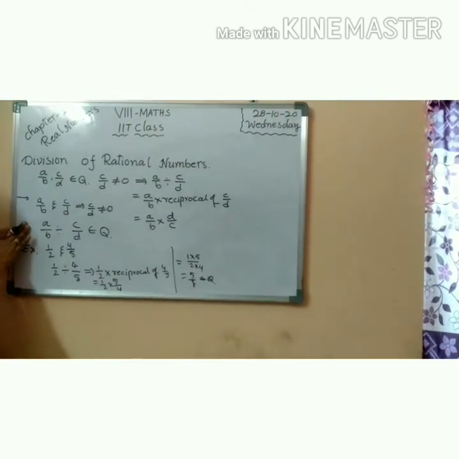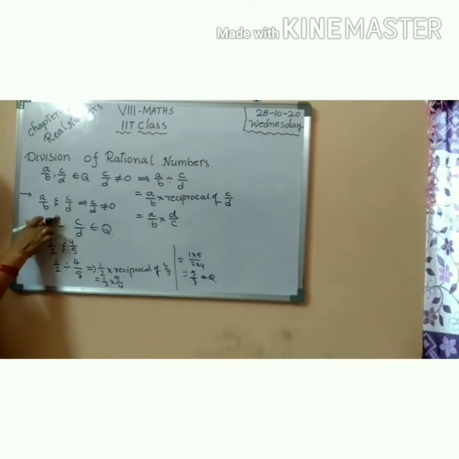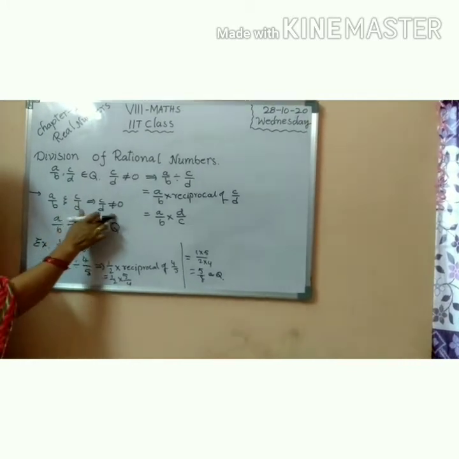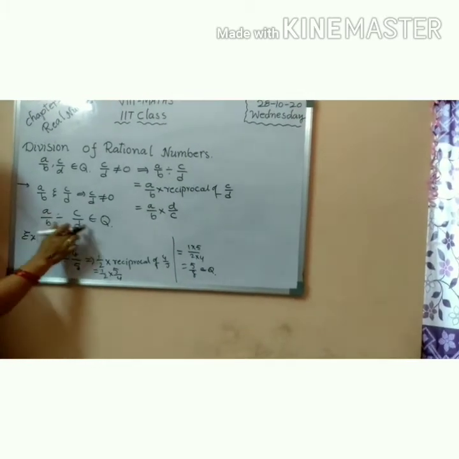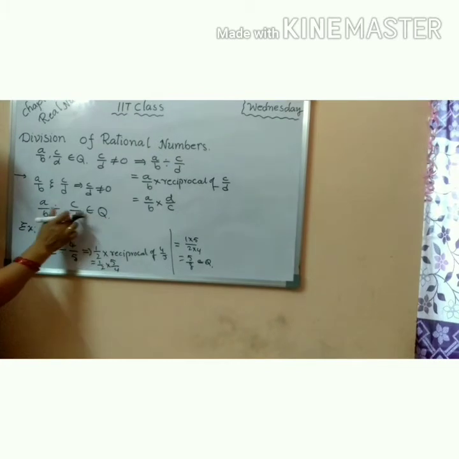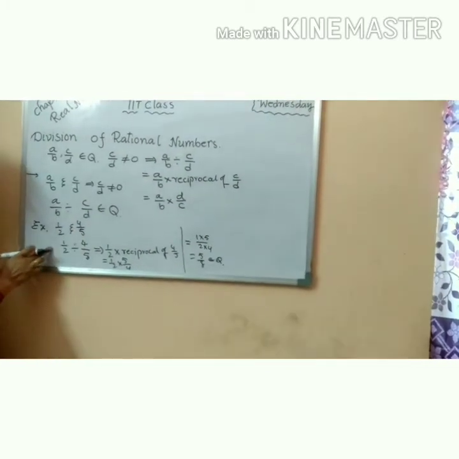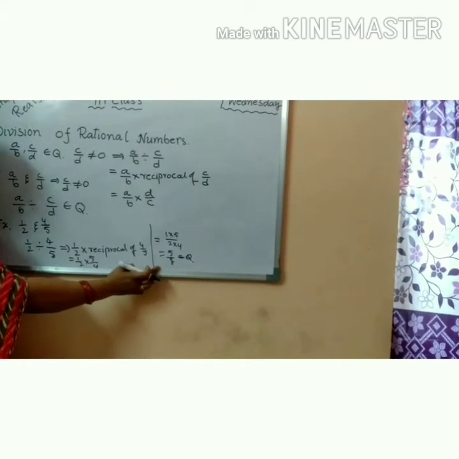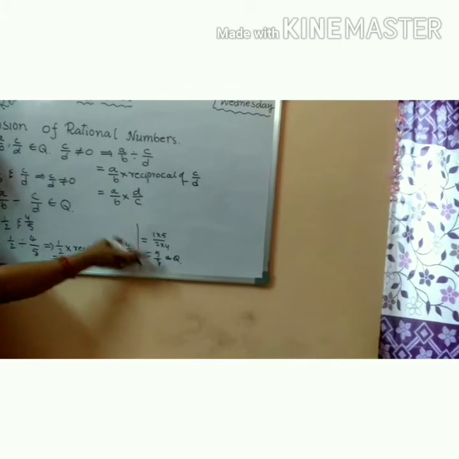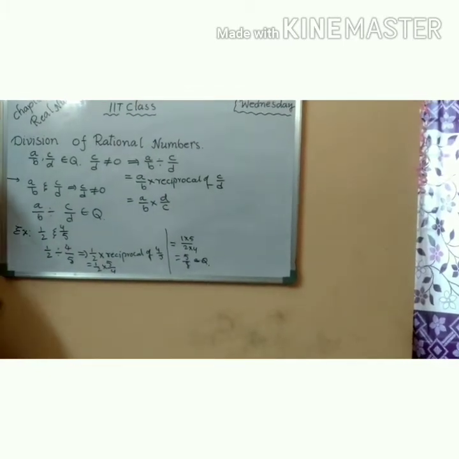Division of rational numbers is the first property. A/B and C/D are two rational numbers, and C/D is not equal to 0. Then what is the rule? A/B divided by C/D belongs to the rational numbers, it is also a rational number. For example, 1/2 and 4/5: solving the problem, we get 5/8, which is also a rational number. It is the property of division, closure under division.